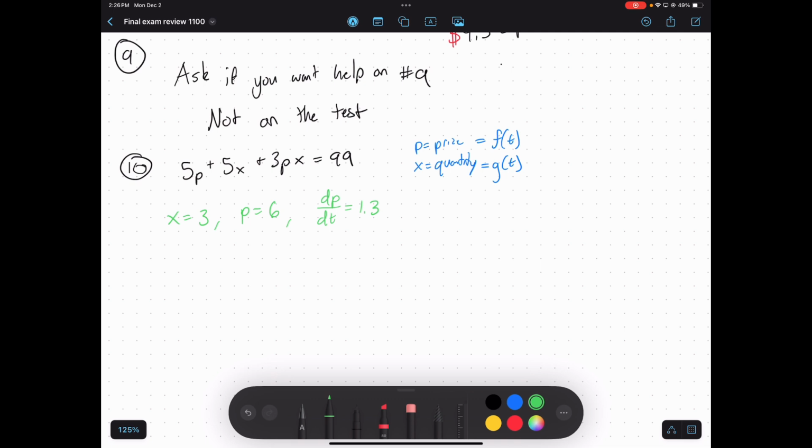What is this talking about? What is dP over dt? It's the rate at which the price is changing in regards to time. So it's a rate of change for price in regards to time. Remember, we're assuming that X and P both depend on time. So if this question's asking, find the rate at which X is changing, what are we talking about? In terms of time, we're trying to find dx over dt. So what does that mean I'm going to do to this whole equation right here?